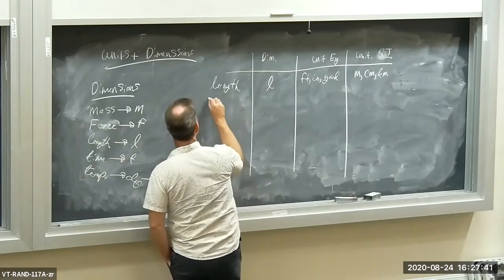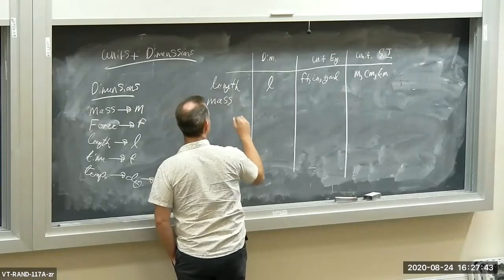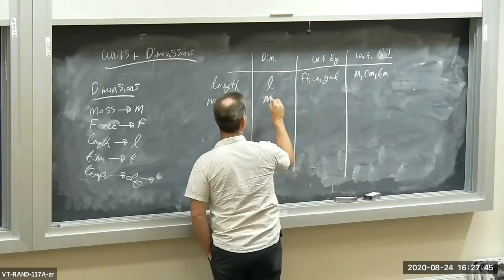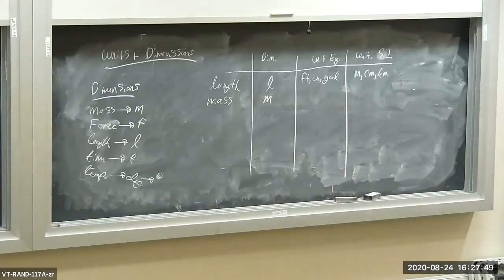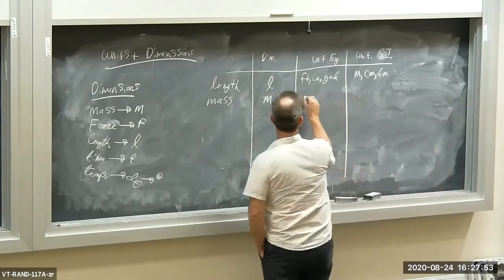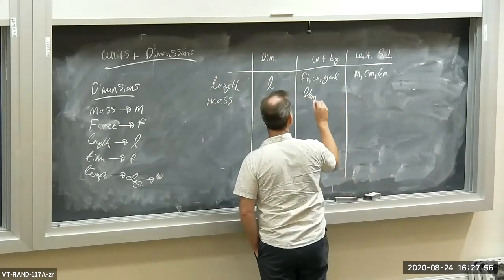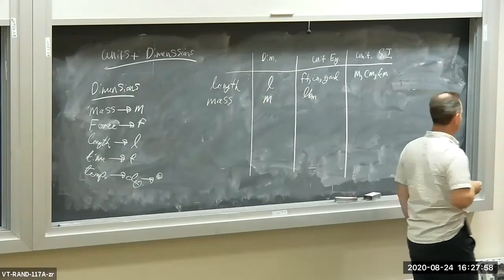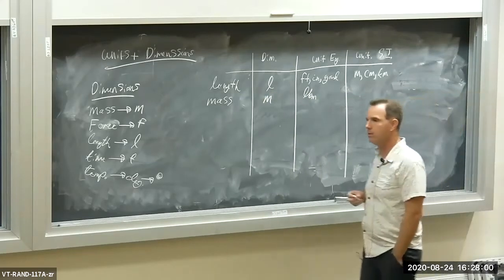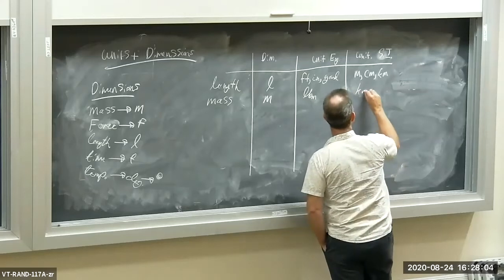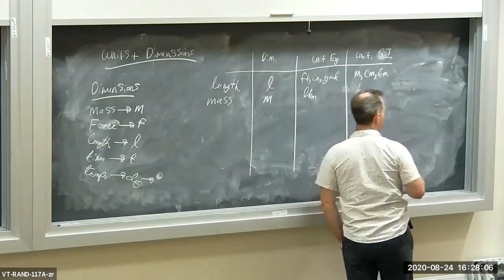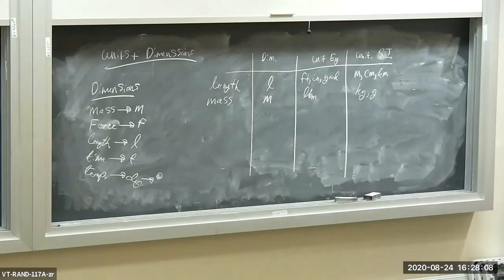What about mass? The dimension of mass is M. The English unit would be pounds mass, LBM. Metric would be kilograms or a gram for the SI unit. Okay.